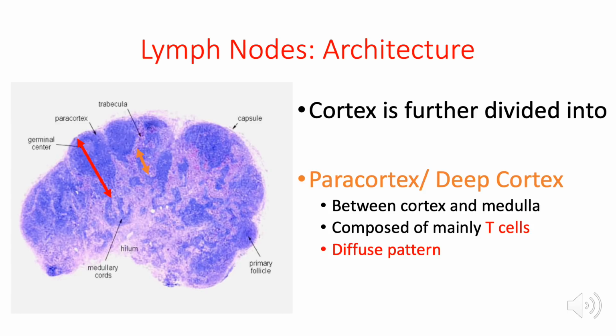The other portion of the cortex of the lymph node is called the deep cortex or paracortex. Please refer to the brown arrow. In this particular area of the cortex, the cells are arranged in a diffuse pattern. Superficial cortex, nodular. Deep cortex, diffuse. The majority of the cells in the superficial cortex are B cells. In the case of the deep cortex, the majority of the cells are T cells.